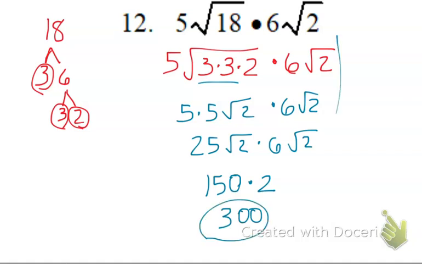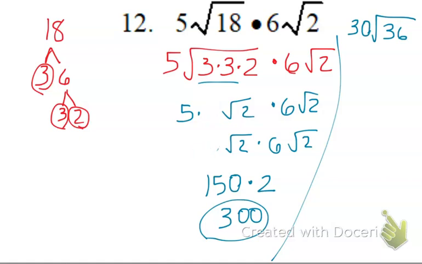And I just thought of a different way to work it as well. We can multiply the numbers in front. 5 times 6 is 30. Multiply the numbers underneath the radical. 18 times 2 is 36. Oh, my fault. I should put a 3 here. Square root of 3 times 3 is 3. So that'll be 15 square roots of 2.